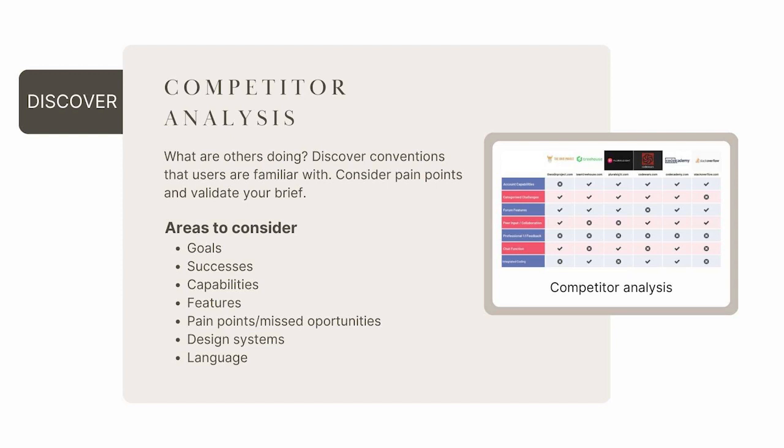So you want to consider your goals, what they do successfully, what capabilities they have. Are you hitting a niche that other people are missing? What features do they include? What are they doing poorly? What is the conventional design system? Do they use dashboards? If they use dashboards, how do they structure those dashboards? What language are they using? Things like that.